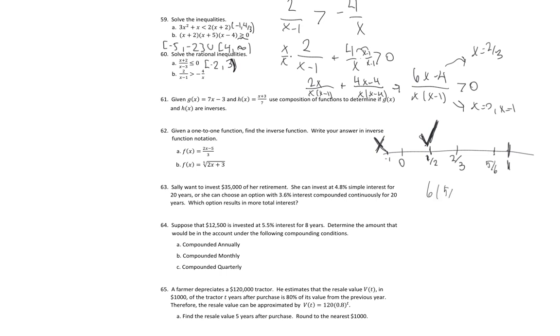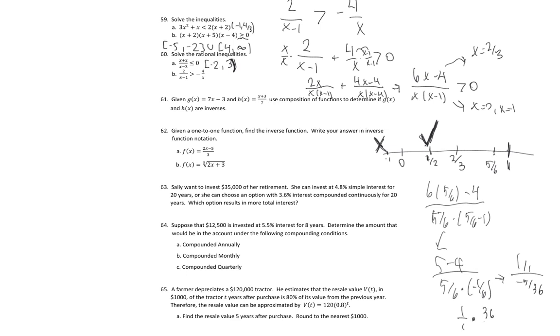6 times 5 over 6 minus 4, over 5 over 6 times 5 over 6 minus 1. Well, that will give me 5 minus 4 over 5 over 6 times negative 1 over 6. So it gives me 1 over negative 5 over 36. This is 1 over 1 times 36 over minus 5, so negative 36 over 5 is what we get. And that is not greater than 0. That's not true, so that does not work.